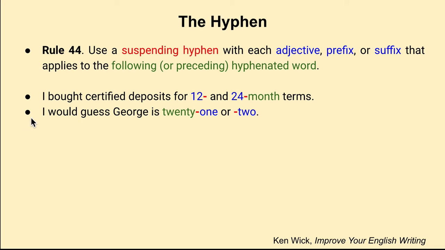Another example is, I would guess George is 21- or 22-year-old. So here the suffix applies to 20. So once again, we need to add a suspending hyphen for each, in this case, suffix that applies to the preceding hyphenated word. So we add the hyphen here. It's almost like saying 21 or 22, but you just said 21, but this word actually applies to the preceding hyphenated word, therefore it carries a suspending hyphen.